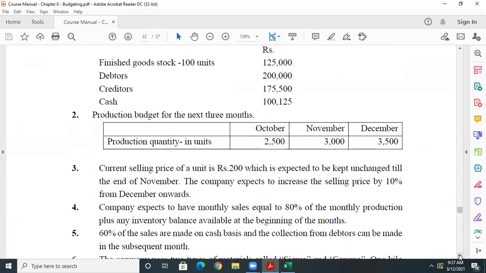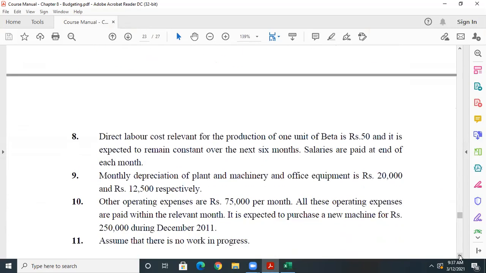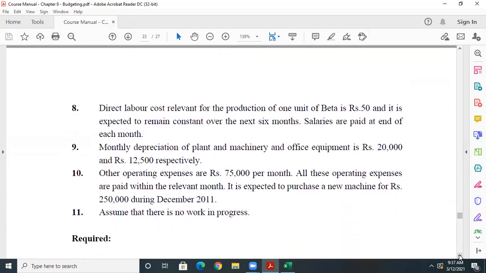Then we are done with the significant component. Then we are moving on to the labor. The direct labor cost relevant to the production of 1 unit of beta is 50, and it is expected to remain constant over the next 6 months. Salaries are paid at the end of each month.